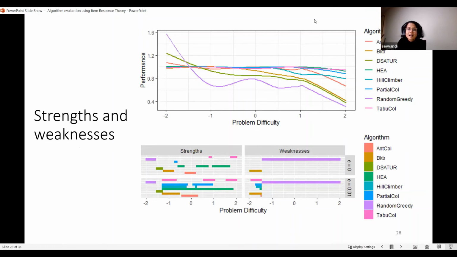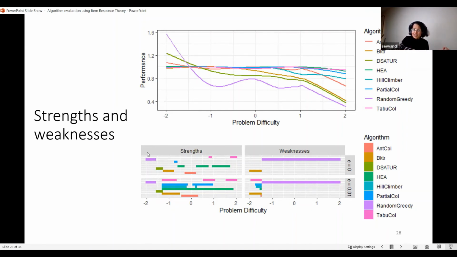For this example, the graph coloring example, we have the strengths and weaknesses. We can visualize them on this problem difficulty space. Here we have epsilon 0 and epsilon 0.01. If you look at the weaknesses, you see the random greedy, which is the purple one, is weak from about negative 1.5 onwards. But it has a strength for very easy problems, because easy is on the left and difficulty is on the right.